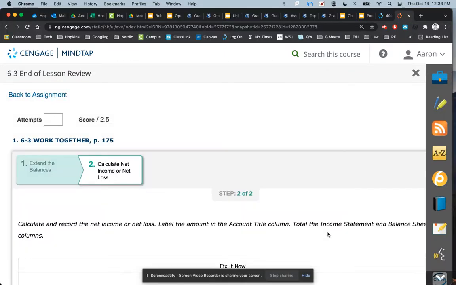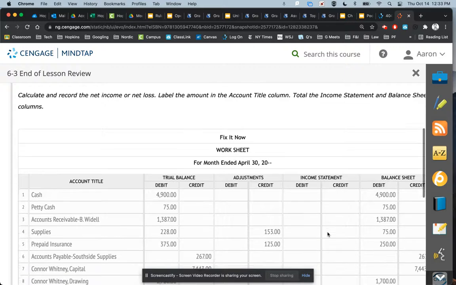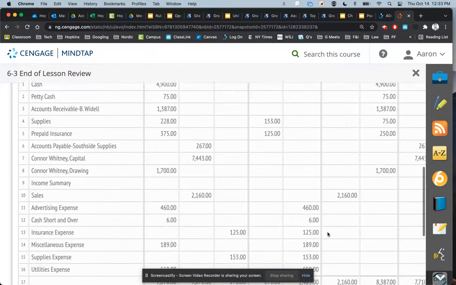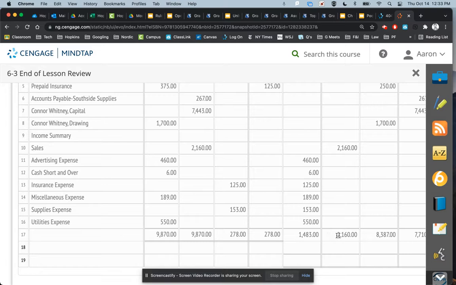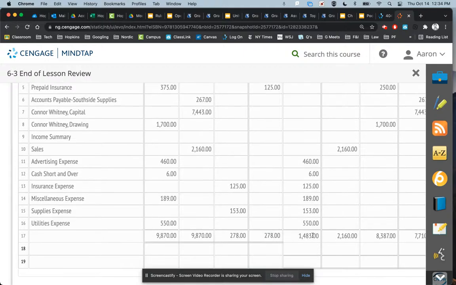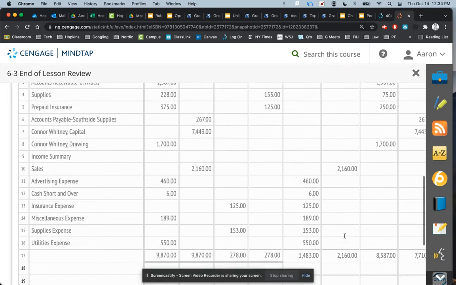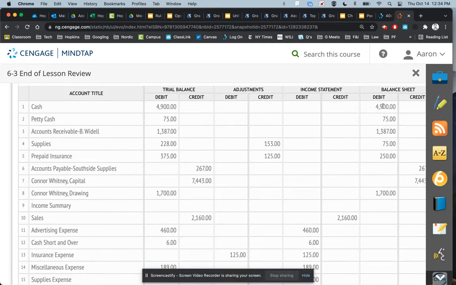Next step is to calculate net income or net loss. If the company turns a profit, it's called net income. If they lose money, if their expenses are greater than their sales, then they have a net loss. And that's absolutely possible, right? A business can incur more expenses than sales because that business might still have other assets. It's not like saying that the business has $2,160 in their checking account. That's just what their sales were from selling their stuff. Right now, they have a balance in their checking account of $4,900.